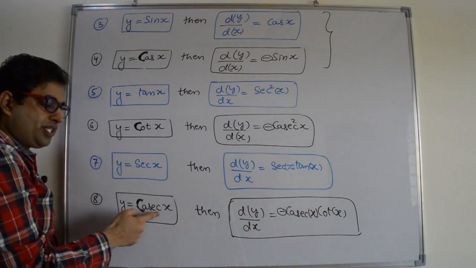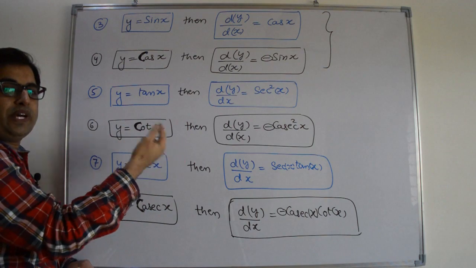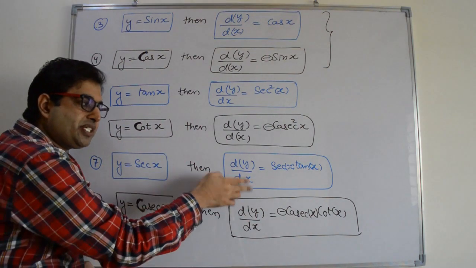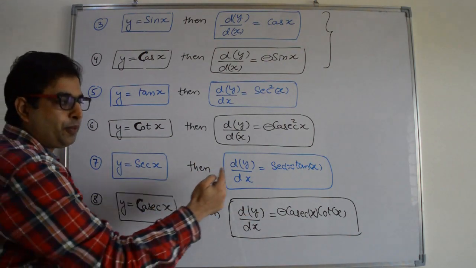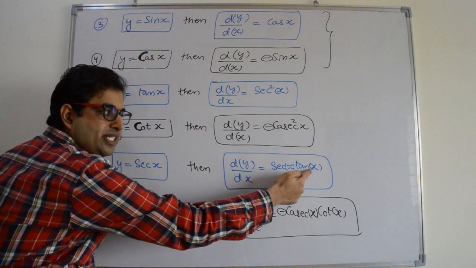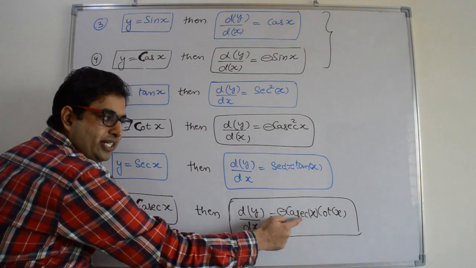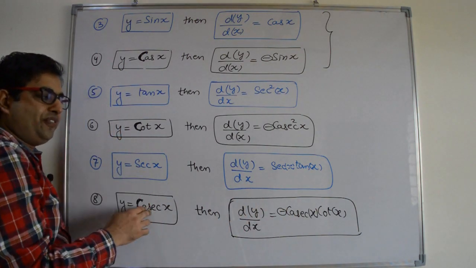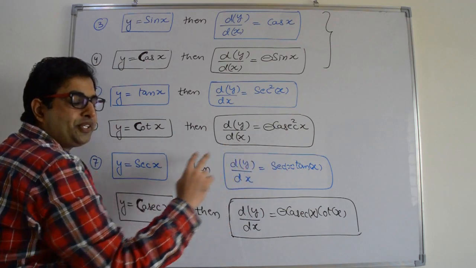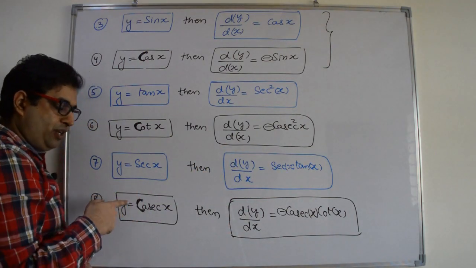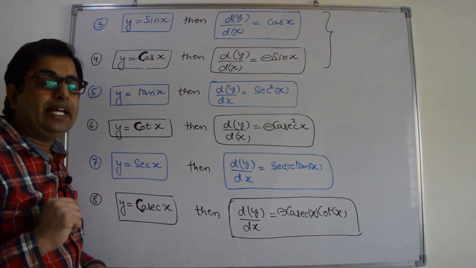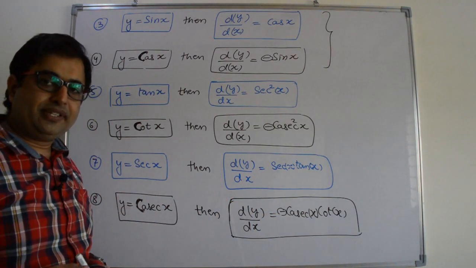Sec x and cosec x. Sec x is 1 by cos. This is 1 by sine. Their differentiations are also similar. Product of two functions, sec x into tan x, minus cosec x into cot x. So remember, these two have differentiations in product of two functions. Because it is starting from C, its differentiation is negative. Got it?